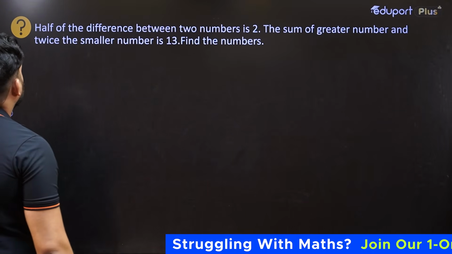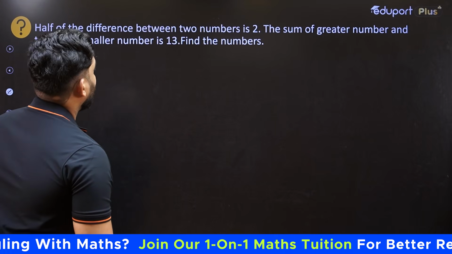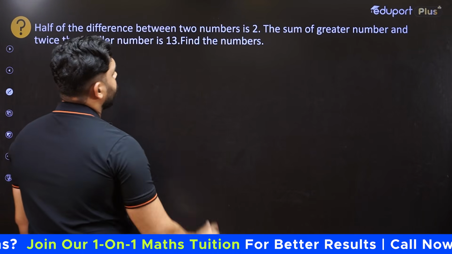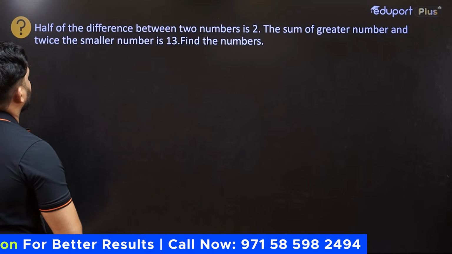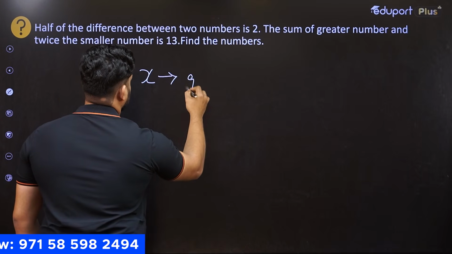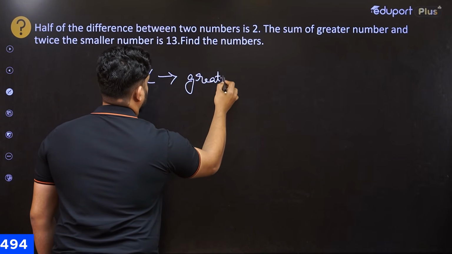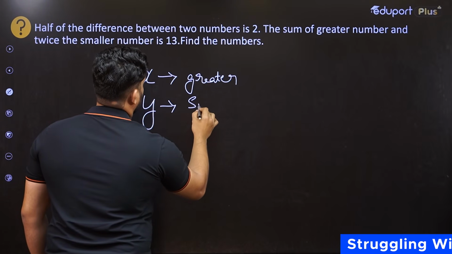Okay, let's move to the next one. Half of the difference between two numbers is 2. The sum of greater number and twice the smaller number is 13. Find the numbers. Okay. So two numbers are given. Let's take x as the greater number. Okay. And take y as the smaller number.